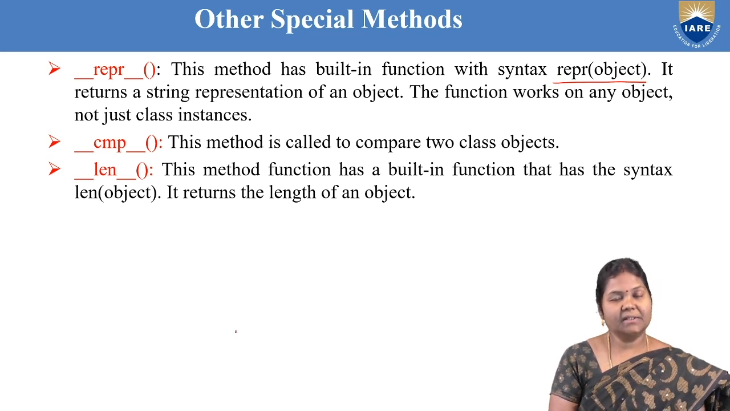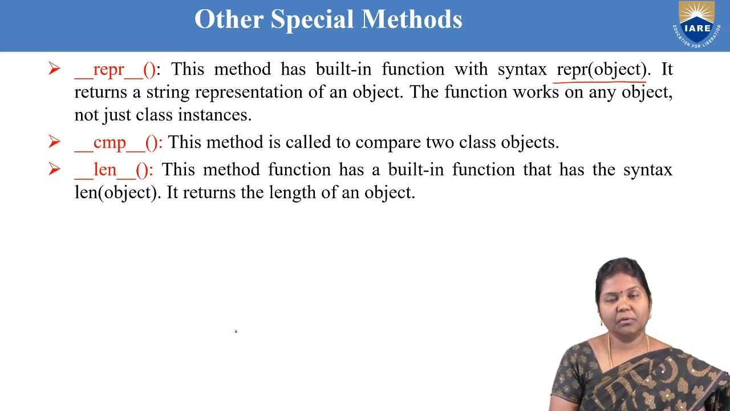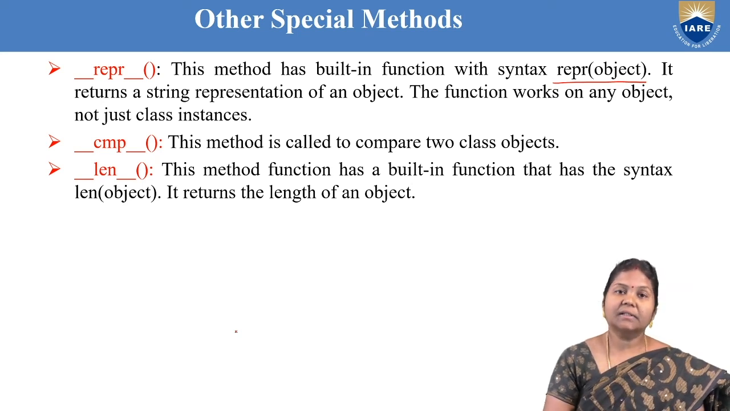Now the second method is called the compare method. This method is used to compare two class objects. If you want to compare two class objects, then you can use this compare method. The third method is called the length method, which is also a built-in function that returns the length of the object. These are a few of the special methods that are also used.